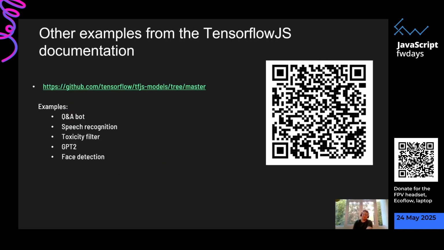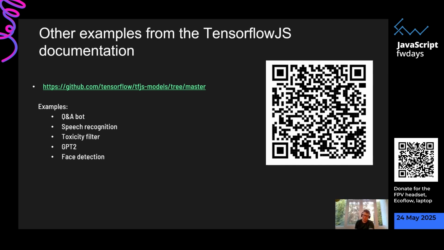Some other examples from TensorflowJS on what we can do. You have a question and answer bot, a chatbot basically. You have speech recognition, like you are talking and it will try to transcribe it. You have a toxicity filter, which is used for various social networks. When somebody starts saying bad words in an online conversation, their post will be hidden or something like this.